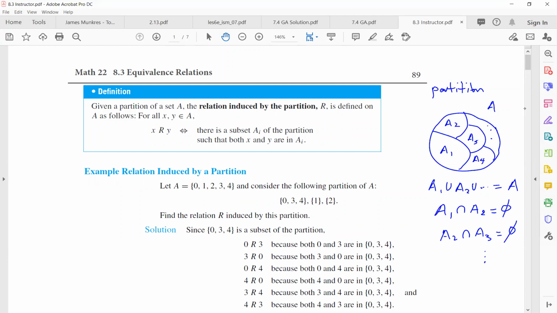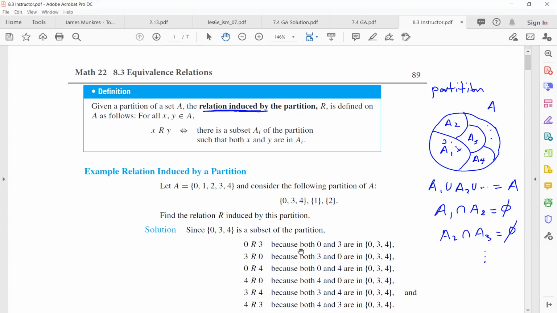So if you have a partition on a set, that partition actually induces a relation. This relation, let us call it R, is defined this way. We say that x and y are in relation R if and only if there is one of these subsets such that x and y are both in that subset.